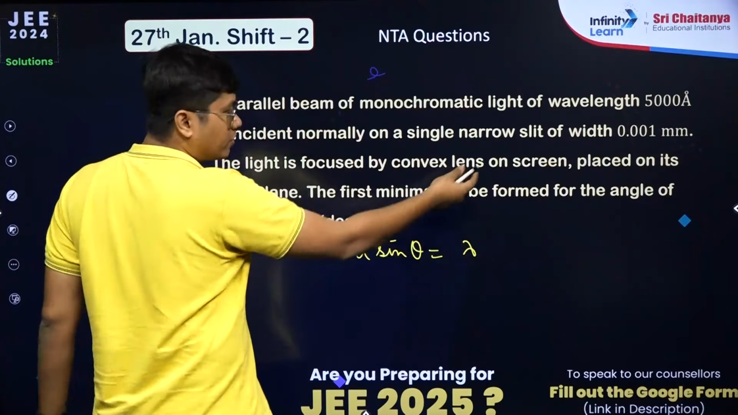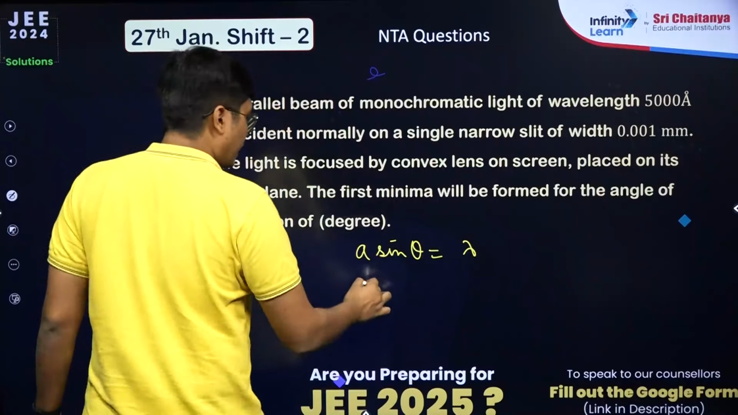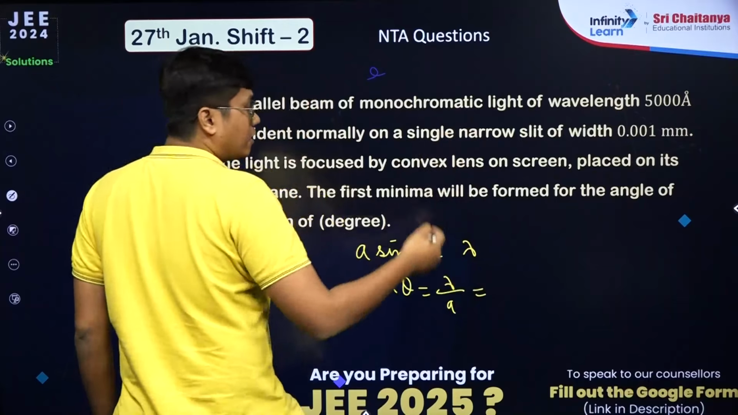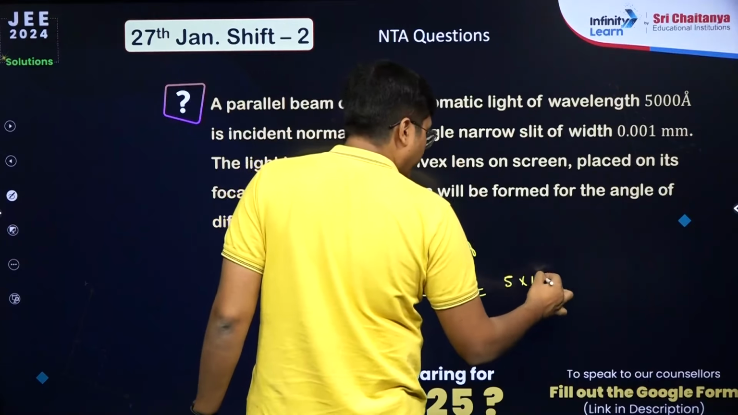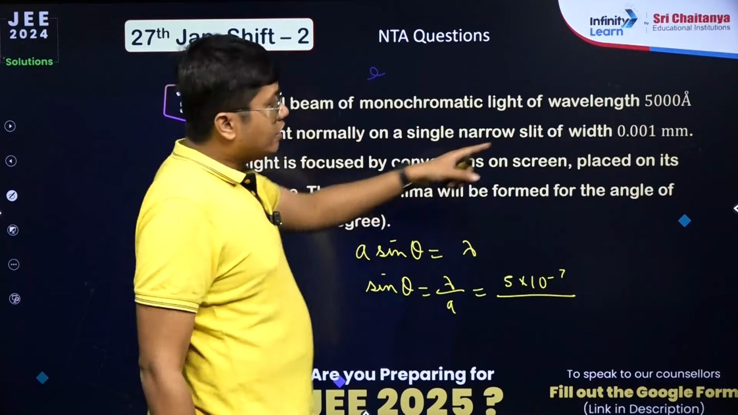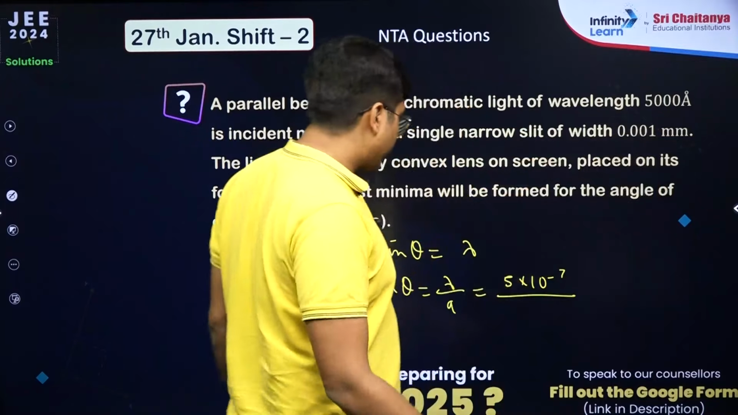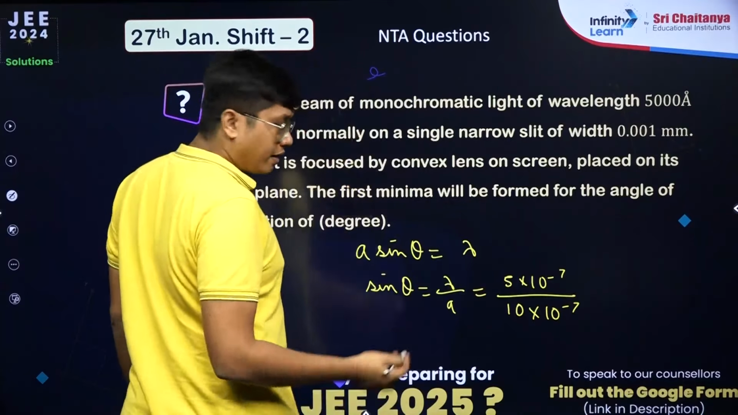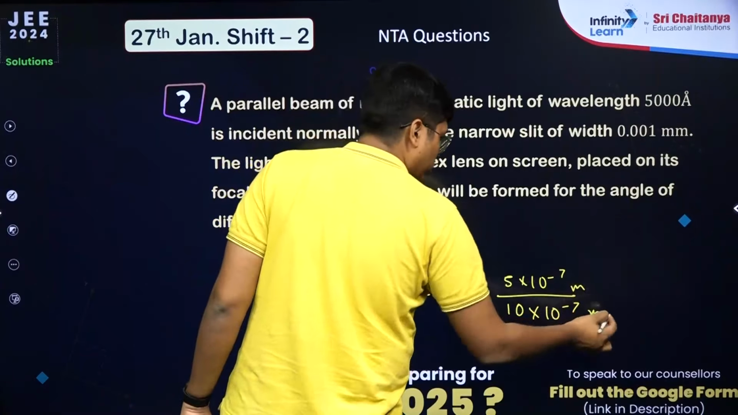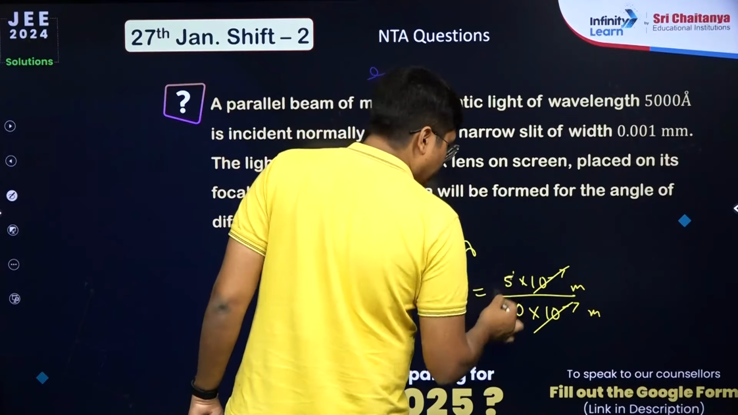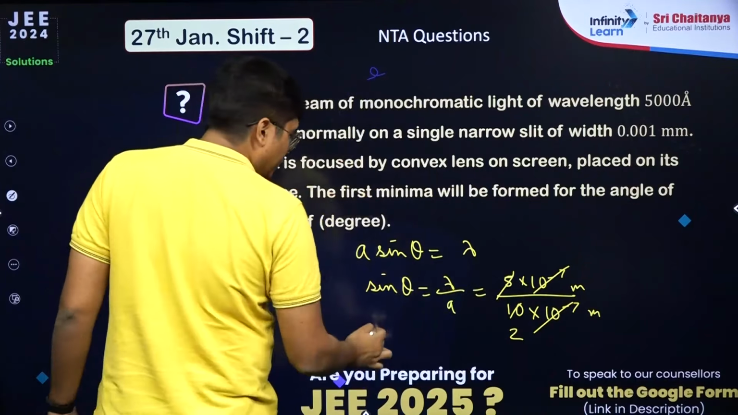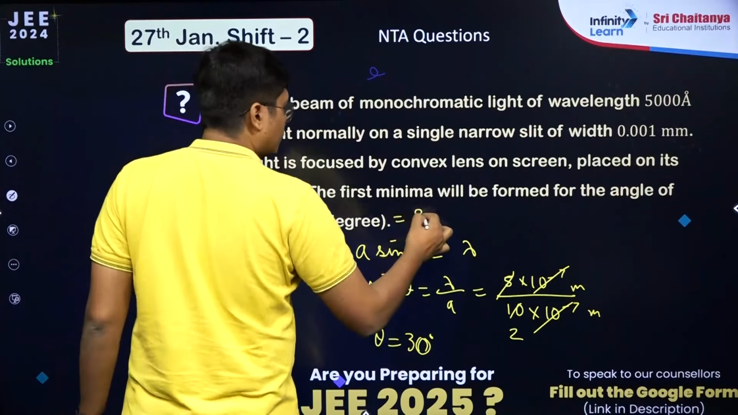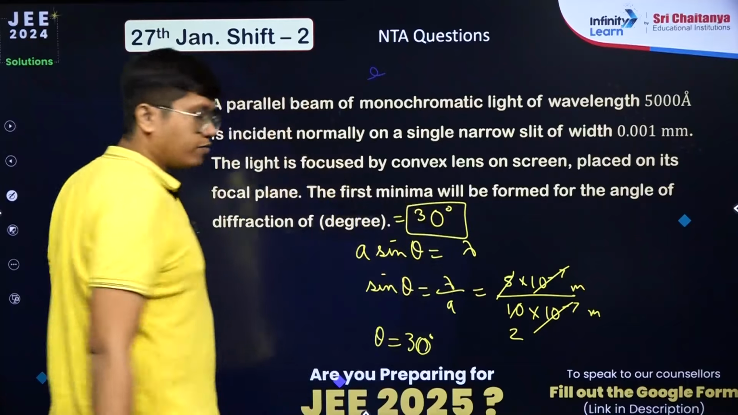It's m lambda, but since the first minima, m is equal to 1. So sin theta is equal to lambda by a. Lambda is 5000 Angstrom, that is 5 into 10 to the power minus 7, divided by 0.001 millimeter. If you put that in, you will see that it is equal to 10 into 10 to the power minus 7, in meters. I'll write the units also, meters, so that you're not confused. 10 to the power minus 7 cancels out, this cancels out with the 2. Sin theta is equal to half, so theta will be equal to 30 degrees. That is your answer for this question.